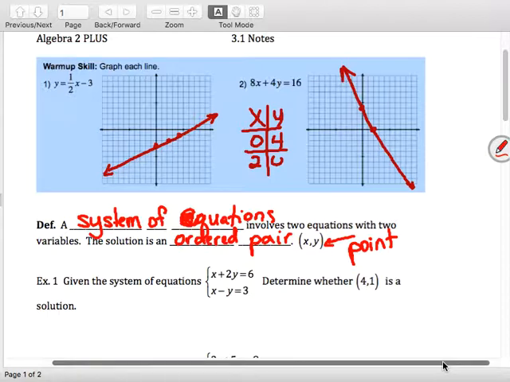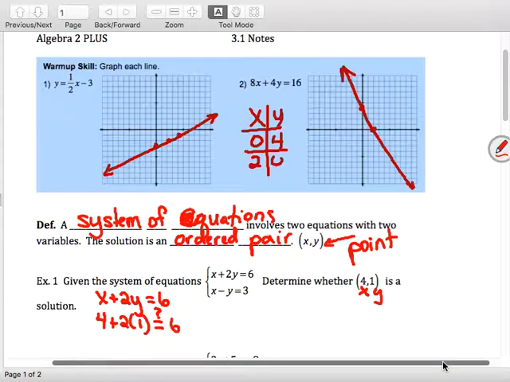So, Jacob, what might we do if you want to figure out if 4 comma 1 is a solution to the system? Perfect. Exactly. What we're going to do is plug in that the 4 is the x, the 1 is the y. So you're going to take the first equation and plug it in and go 4 plus 2 times 1.